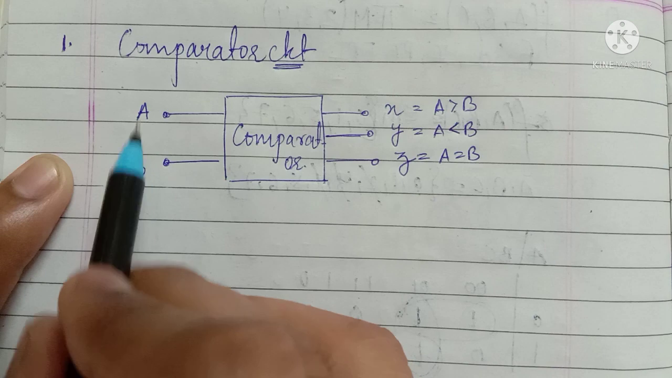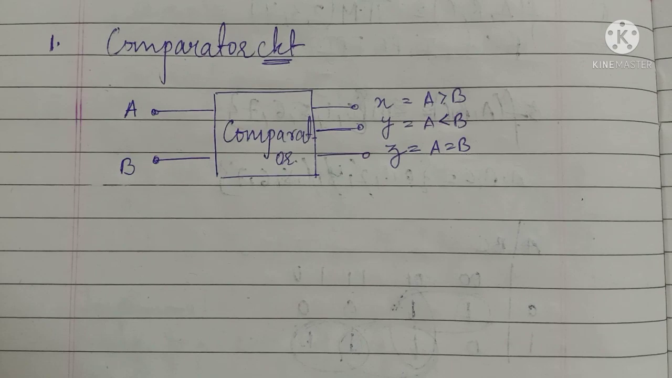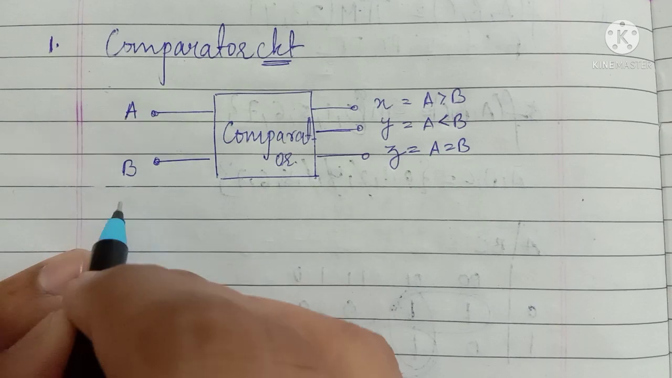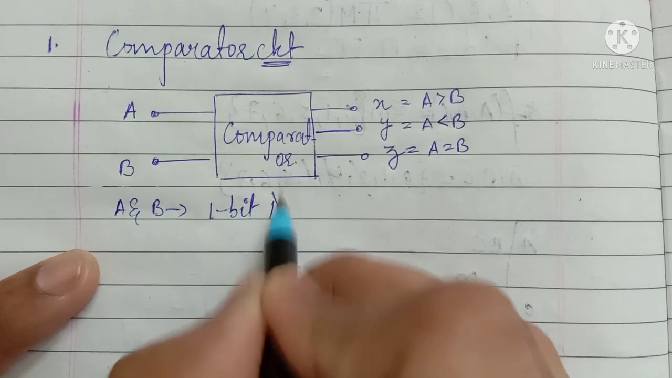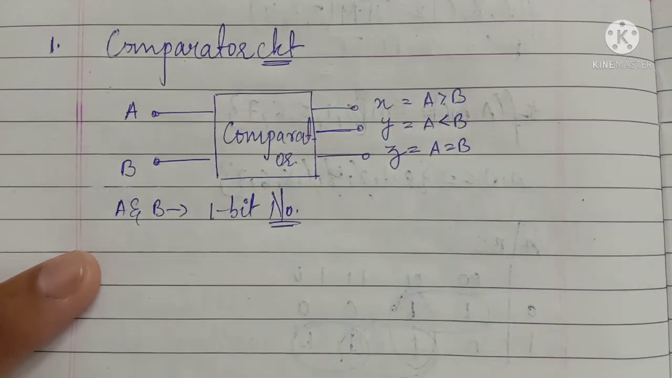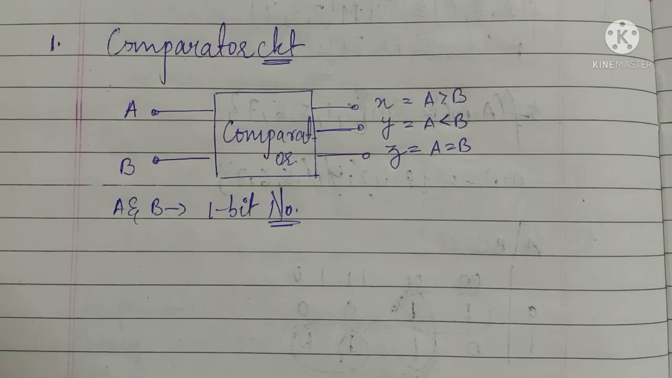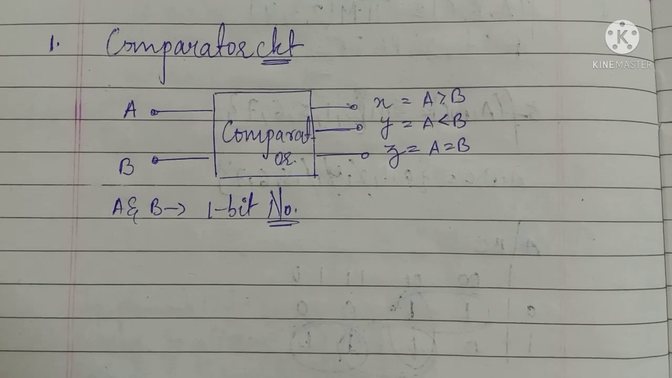Now, how many inputs are there? Two inputs. In the comparator circuit we are comparing two numbers, A and B, and each is a 1 bit number. First we do it for 1 bit, then we go for 2 bit, and so on. We will start with 1 bit, then take the little bit tougher 2 bit, and many more circuits you can build. So n bit means an n-bit comparator.